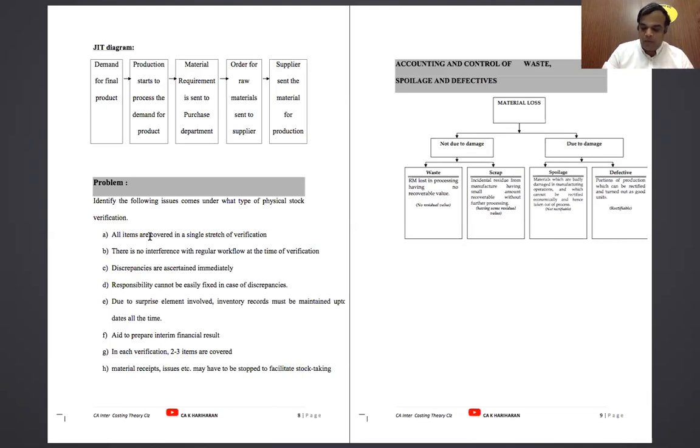Material receipt, issue, etc. may have to be stopped to facilitate stock taking. So stoppage of work comes under the perpetual inventory system. Clear? Now we have got clarity with respect to perpetual inventory and continuous stock verification. Clear? Good.